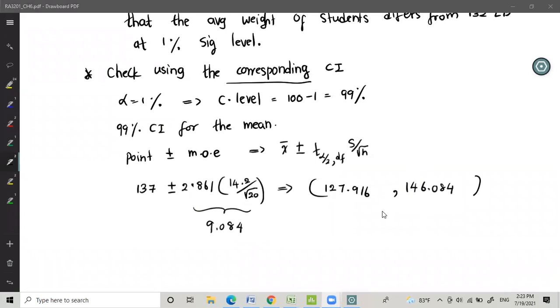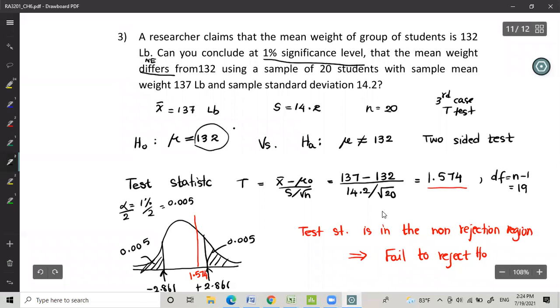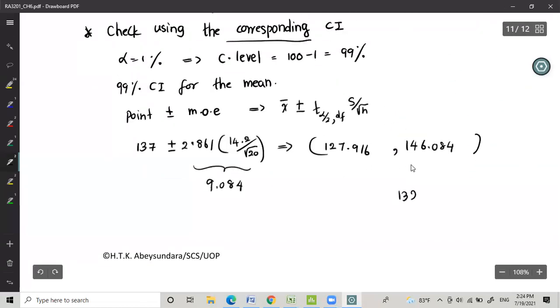127.916 up to 146.084. So what we have to do is go and look at the value that you see under the hypothesis, H0. What is the value? 132. Now check whether 132 is included in this interval or not. What do you say? Is 132 included in this interval? It is from 127 up to 146. So obviously 132 is inside this interval. So that is why we cannot reject that claim.